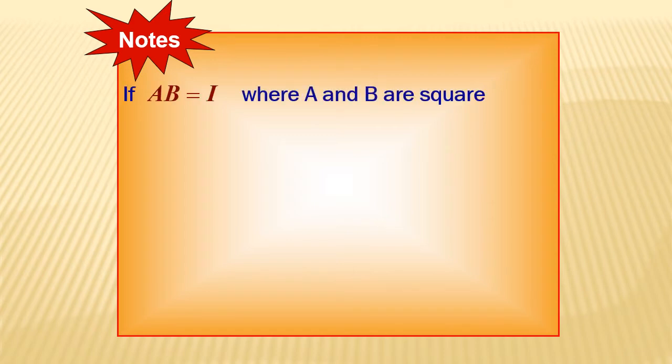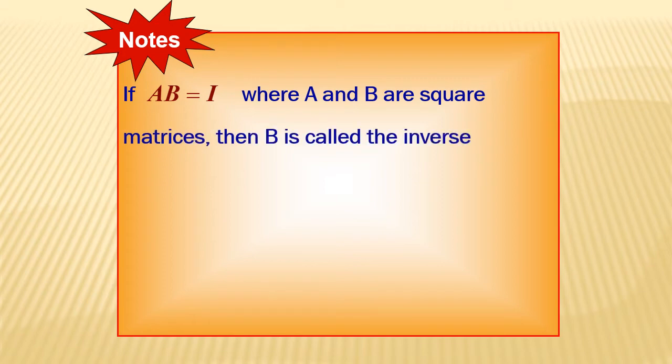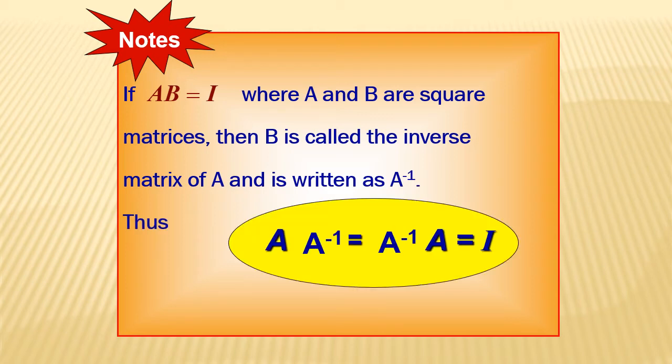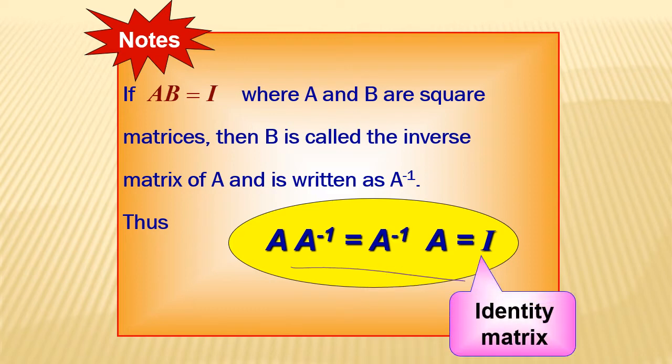Note this. If AB is equal to I, where A and B are square matrices, then B is called the inverse of matrix A and written as A inverse. Thus, A inverse A equals A A inverse equals I. We call it the identity matrix. I is identity.